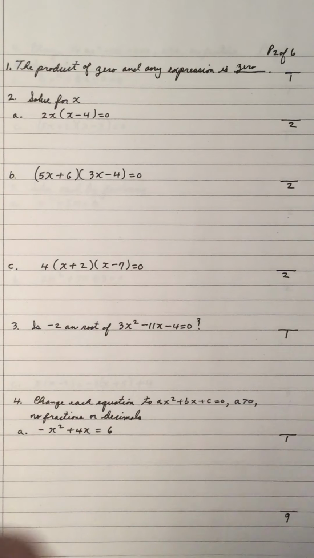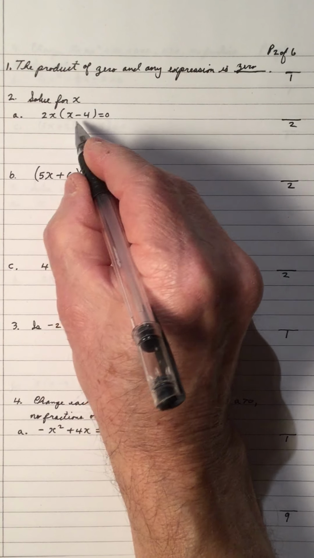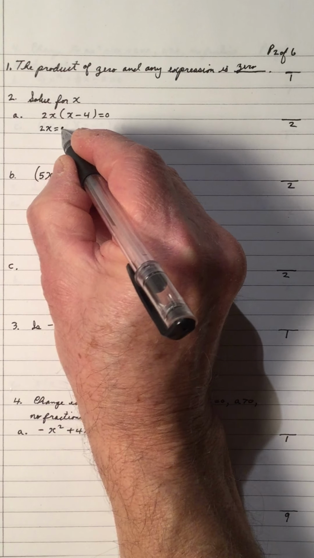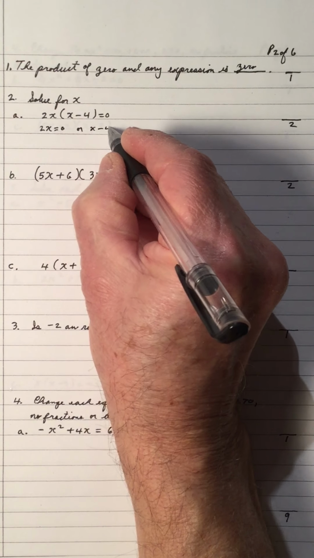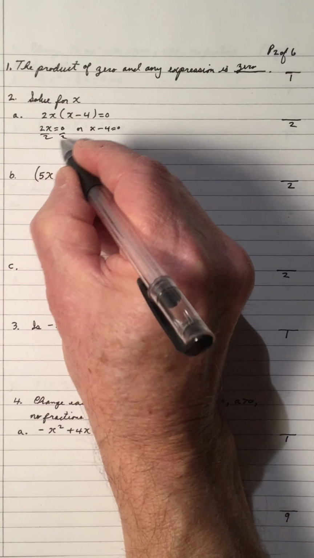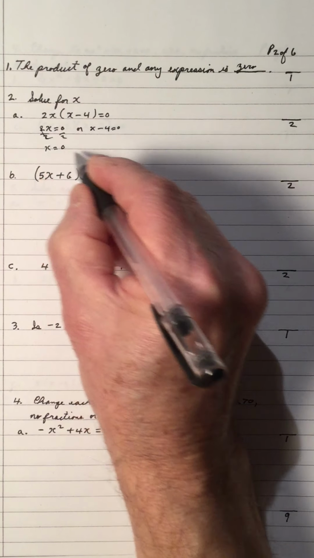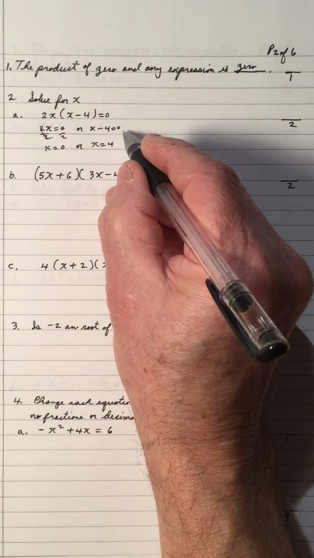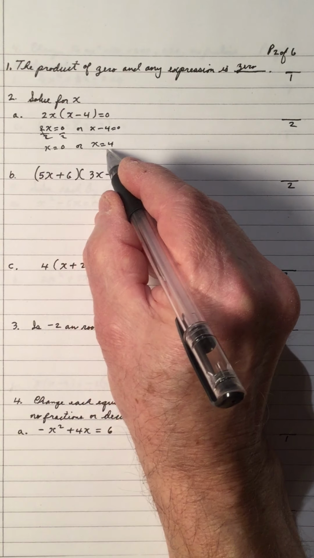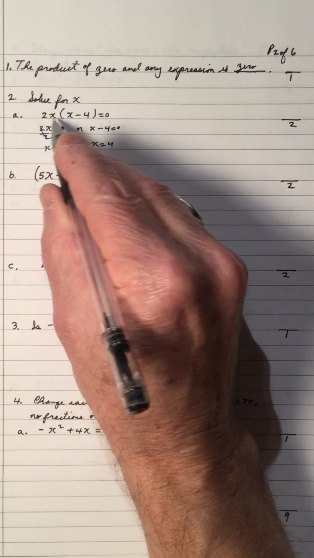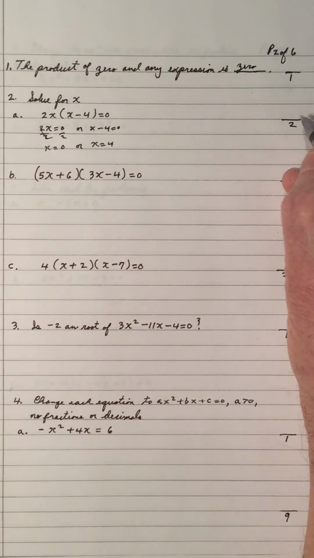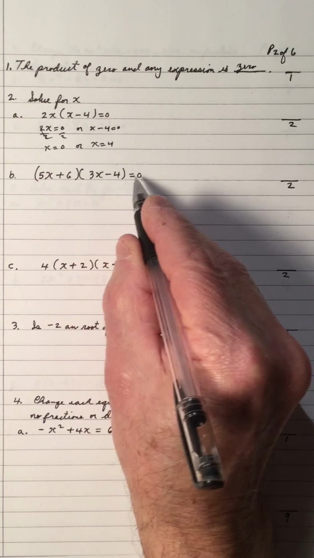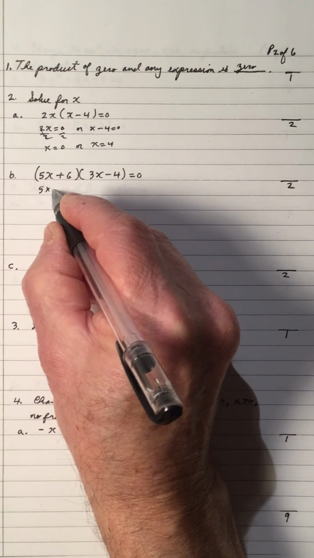Number 2, solve for x. We have a product. If two numbers are multiplied to give you 0, then one of the numbers is 0 or both of the numbers is 0. So we can let 2x equals 0 or x minus 4 equals 0. Divide by 2, x equals 0. And x minus 4 equals 0, so x equals 4. We move it to the right. So the two answers are 0 and 4. There's two of them because if you multiply, you get 2x squared, and x squared is a quadratic, 2 roots. Mark for each answer.